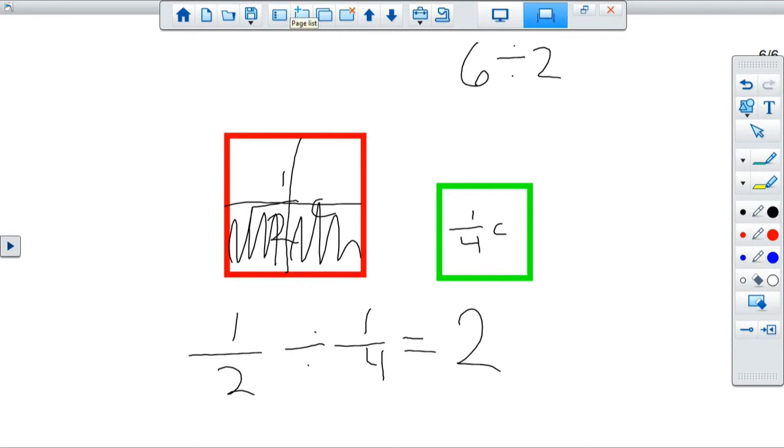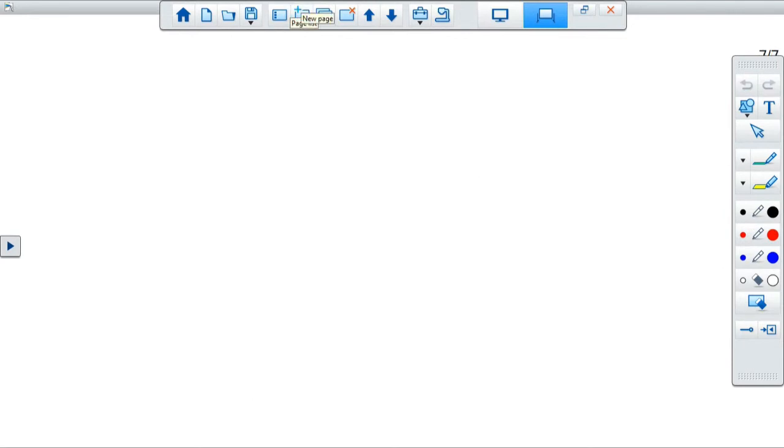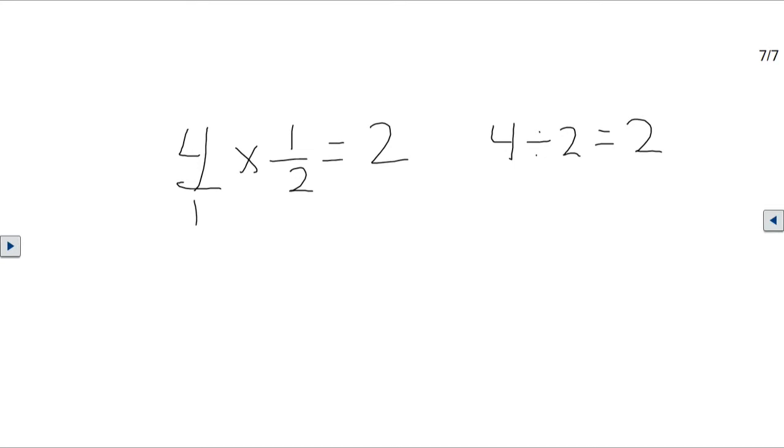Now, mathematically, what we're going to do is think of some relationships between multiplication and division. If I had the number 4 and I multiplied by a half, I get 2. 4 over 1 times a half is 4 over 2, which is 2. Well, if I take 4 divided by 2, we also know that's 2. Because those are equal to each other, I know that 4 times 1/2 is the same as 4 divided by 2.